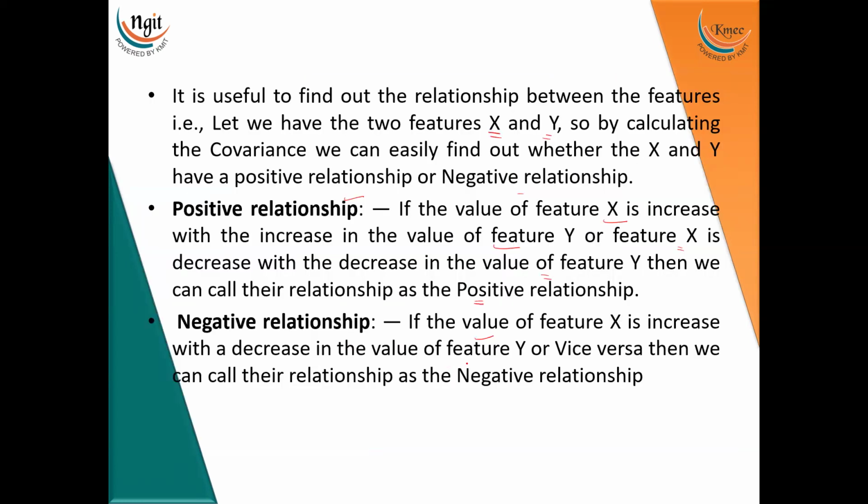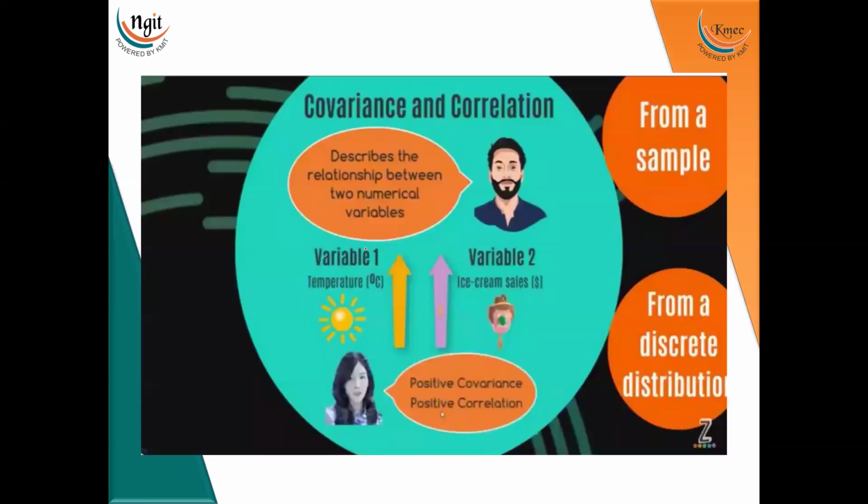Let me explain with a real-time example. Now we are in the summer season, and we know how hot the daily temperature is. We are reaching up to 47. Because of this hot season, obviously there will be an increase in ice cream sales. That is, whenever there is an increase in temperature, ice cream sales also increase. So we can say that temperature is one variable and ice cream sales is the other variable. Because of this high temperature, there is a demand for ice cream. So we can say that between these two variables there is a positive covariance and a positive correlation.